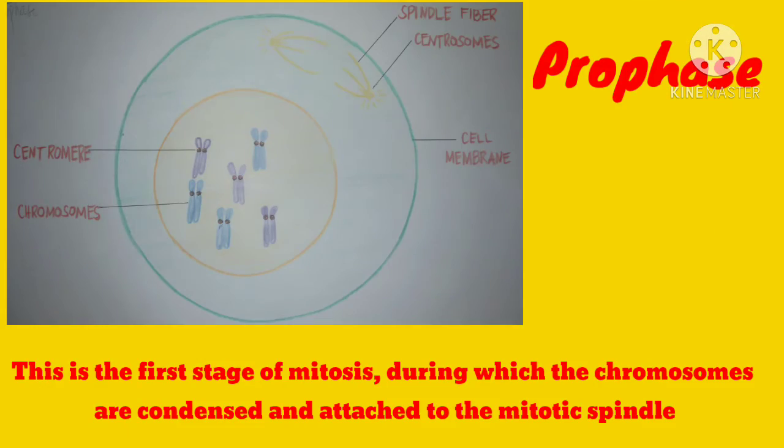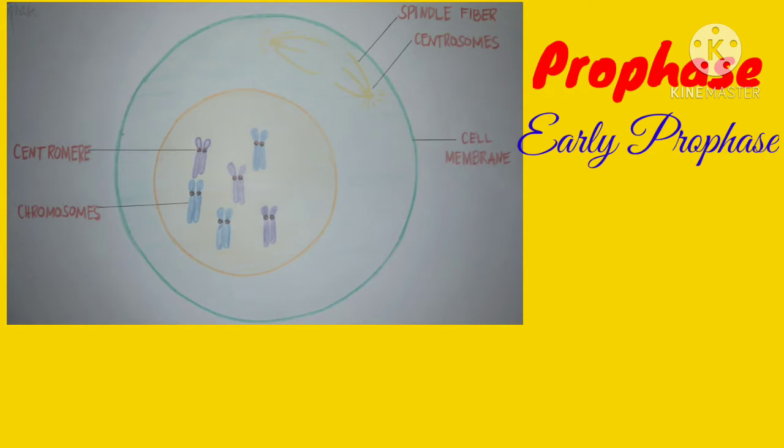Prophase. This is the first stage of mitosis, during which the chromosomes are condensed and attached to the mitotic spindle. Early prophase. The chromonemata, or the coiled central thread of a chromatid, still appears as one, although it starts to thicken and elongate.